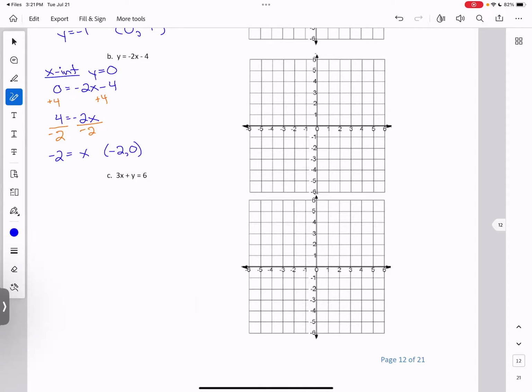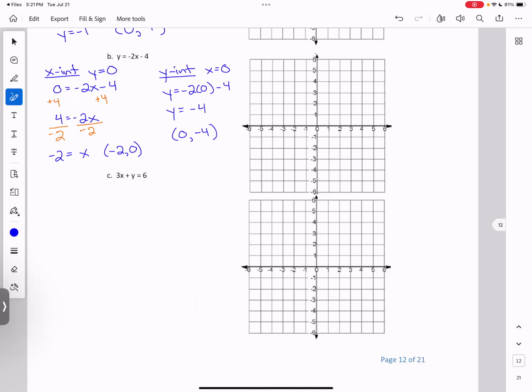Now let's find our y-intercept. So we're going to set x equal to 0. And so we'll have y equals -2 times 0 minus 4. So that's just y equals -0, which is 0 minus 4. So we get -4. So our y-intercept then is at 0 and -4.